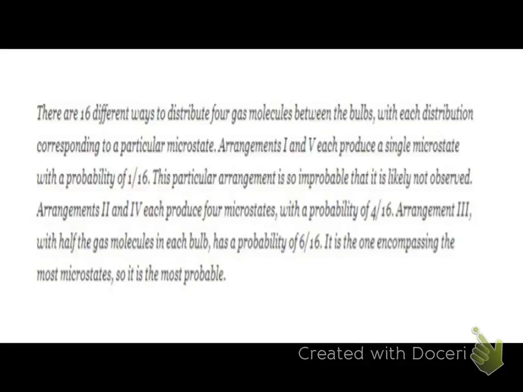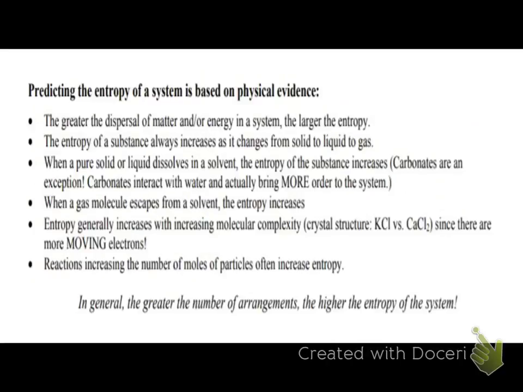So arrangement 1 and 5 each produce a single microstate with a probability of 1 in 16. That particular arrangement is improbable, so not likely observed. So that just takes you through all the different possibilities and why entropy works this way. It's all on your paper. You can read, right? Let's get to the bulk of the stuff that we want to learn.